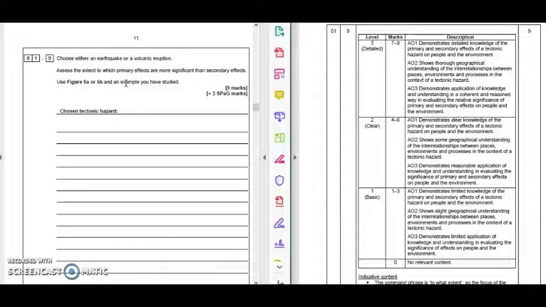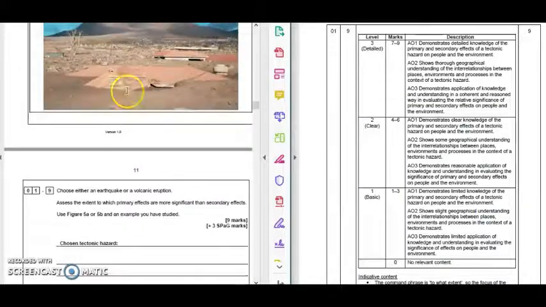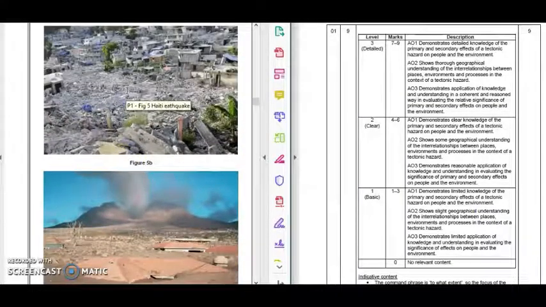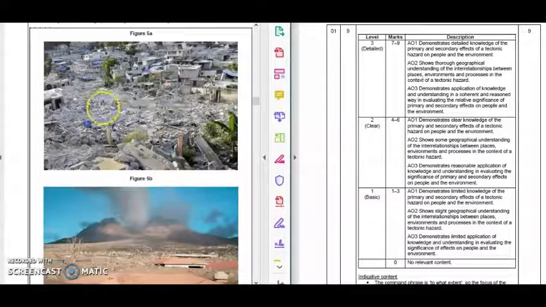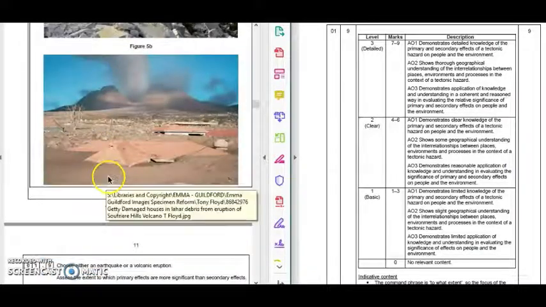2 examples that we've got the Haiti earthquake and we've got the New Zealand earthquake as well, and also the figure. So one is linked to earthquakes, which will be this one here, and this one looks like it's a volcano. So we ideally would be referencing the first one, 5A.